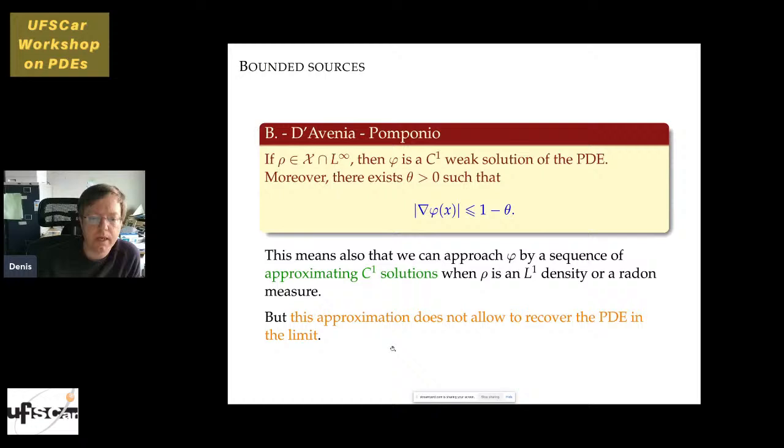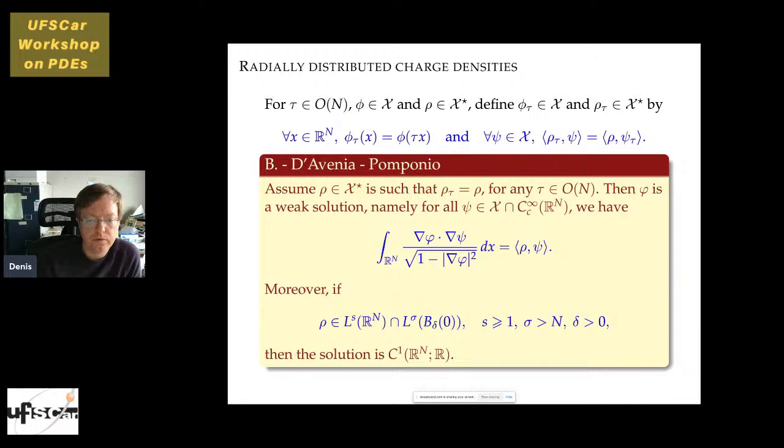Now, we also proved that if the density has some radial symmetry, then the solution is C1. You don't need boundedness in that case. The gradient could be one at some point, but only at the origin. So you see that the 1D setting is much, much easier in a way than the higher order, I mean, the multidimensional setting.